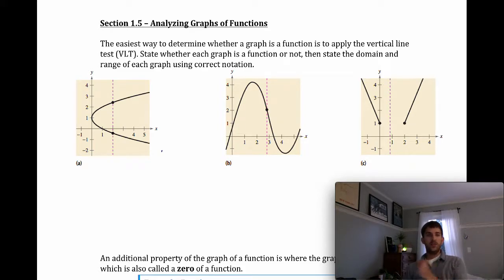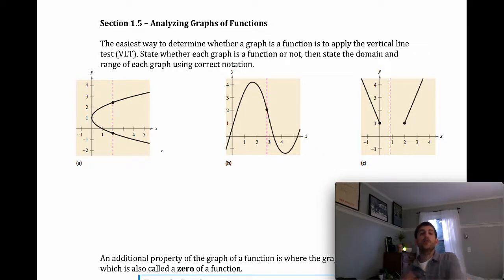Section 1.5, we're analyzing graphs of functions. We actually did this a little bit in the last notes, so this first part hopefully will be pretty easy. The easiest way to determine whether a graph is a function or not is to apply the vertical line test. We actually talked about it in one of the examples from the 1.4 notes.